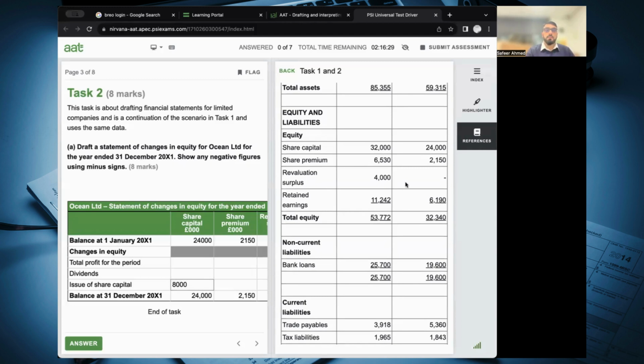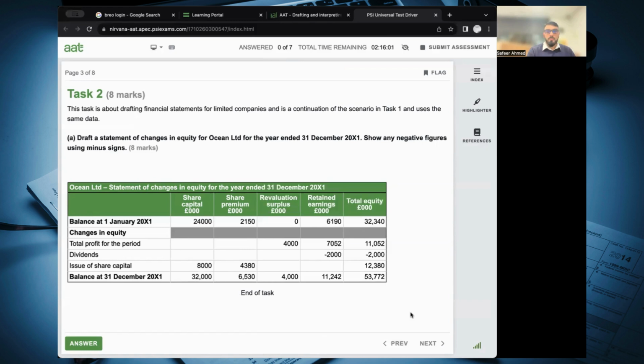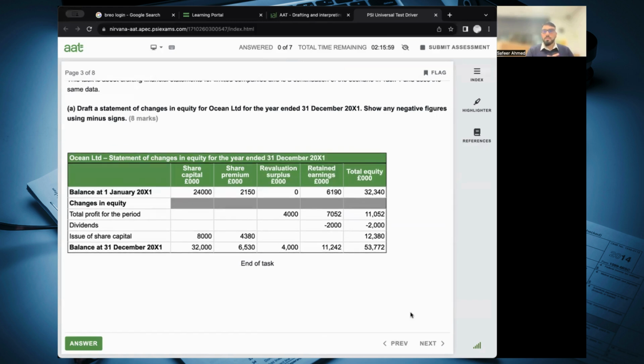And again, if you look at the share premium, you've been given a different amount as well, which of course has changed because there was an issue of shares. So which is 6530 minus 2150. And that's 4380. So that will go in here. Okay, so there you go. So we prepared the statement of changes in equity.